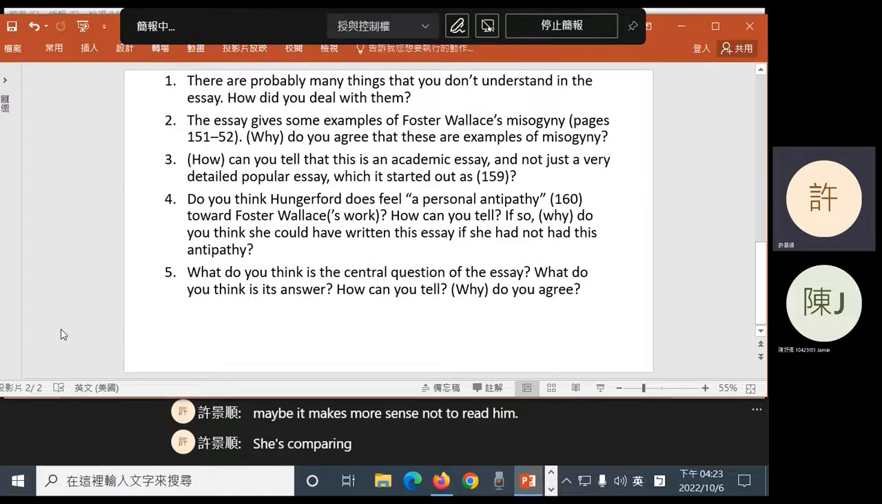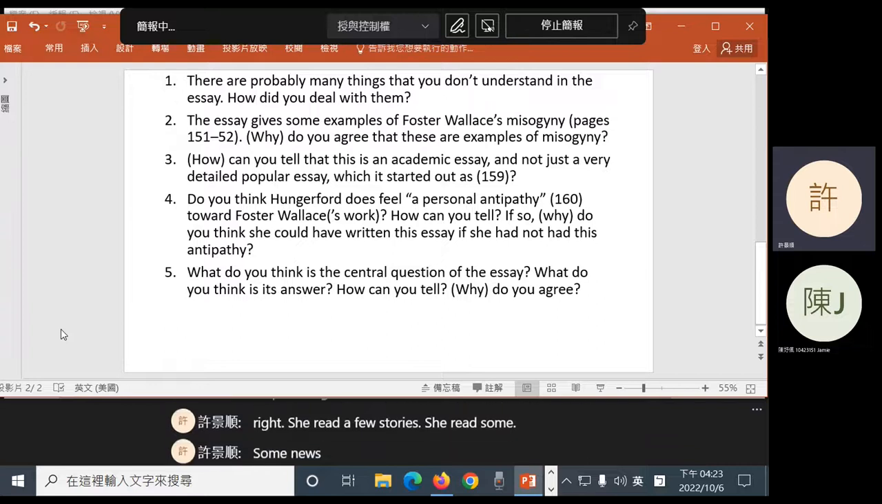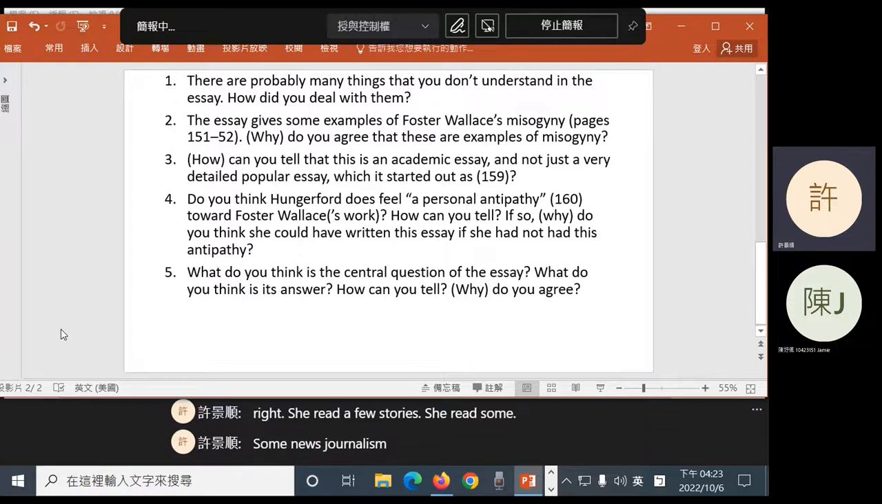She's comparing evidence, right? The people who say he is important, she thinks it doesn't make a lot of sense. The people who say that maybe his work is not that good, she thinks it makes a bit more sense. So comparing the two, she believes that she does not need to read more. But I keep emphasizing this word, more. She has read some of DFW, right? She read a few stories, she read some news, journalism articles. So she's not entirely depending on other people's opinions.